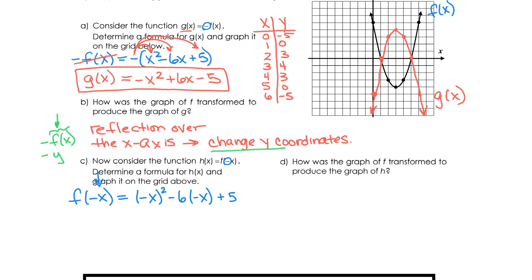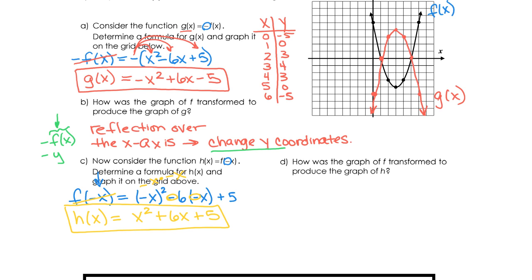And what they wanted me to call this is h of x. So this is now going to become h of x equal to a negative x squared, which really means negative x times negative x. And two negatives multiplied together give me a positive x squared. And then a negative and a negative will make a positive 6x and then plus 5. And there is my equation for h of x. Now they want me to graph it on the grid above.